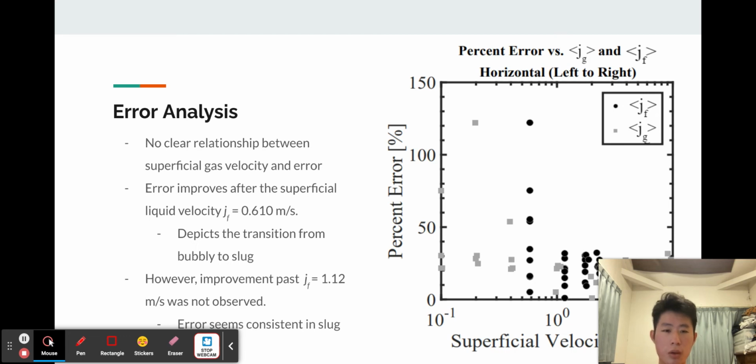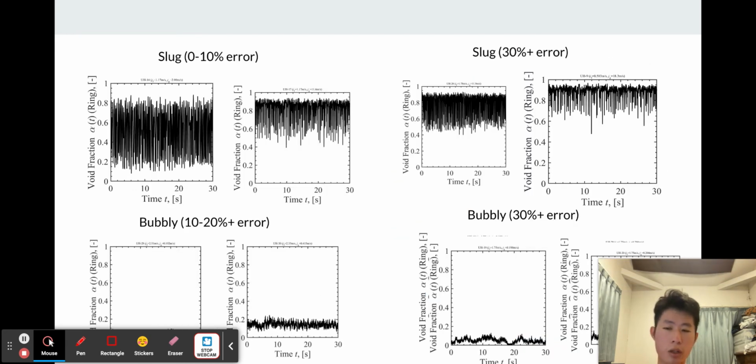To analyze the error, there's not really a clear relationship between the superficial gas velocity and error, but it does improve after the superficial liquid velocity reaches 0.610 meters per second, but after that, it pretty much stagnates. And here is some visualized data of the void fraction that was calculated or observed. There's not really a much bigger difference other than with bubbly flow, which had a percent error of more than 30%. It's kind of unstable compared to the other two-phase flow void fractions.